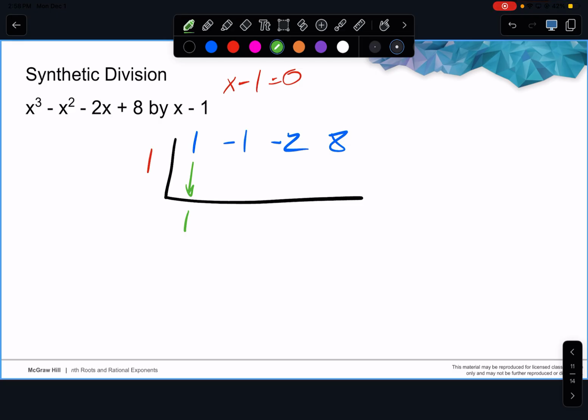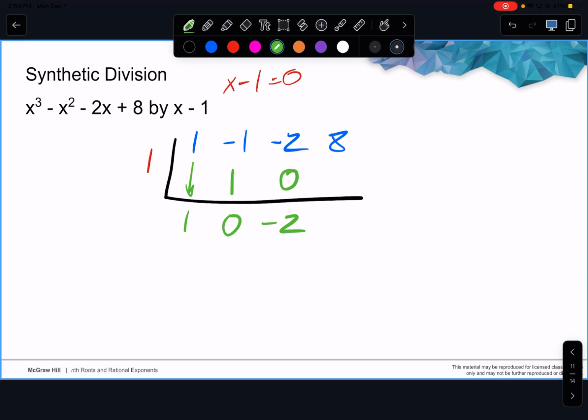Okay, then we start the pattern of multiply, add, multiply, add, multiply, add. So we're going to multiply. 1 times 1 is 1. Then we add. -1 plus 1 is 0. Then we multiply. 1 times 0 is 0. And we add -2.